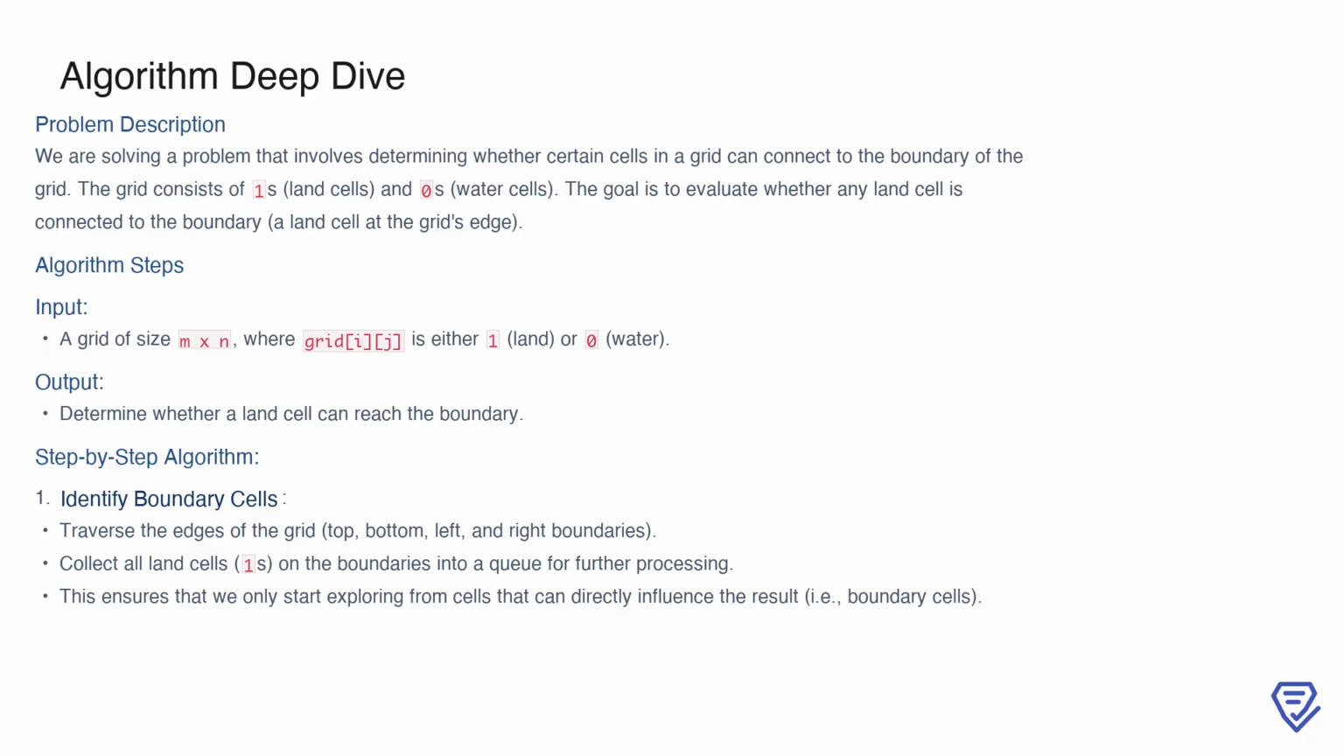To start, we need to identify the boundary cells, those land cells located at the grid's edges. By traversing the top, bottom, left, and right edges of the grid, we collect all boundary land cells into a queue. This step is crucial because it allows us to focus our exploration only on the cells that directly influence the result. By starting from the boundary, we ensure that we are addressing the problem efficiently and systematically.